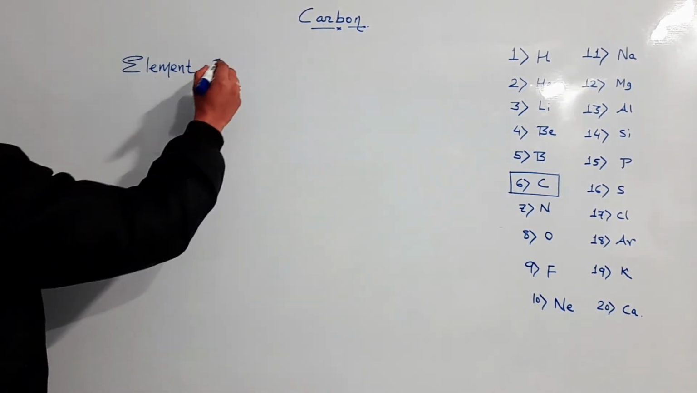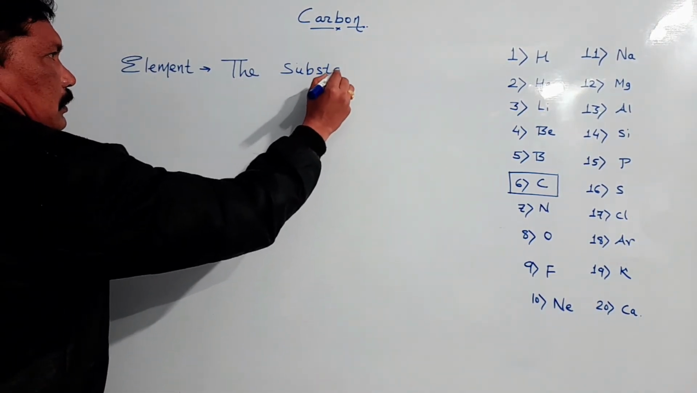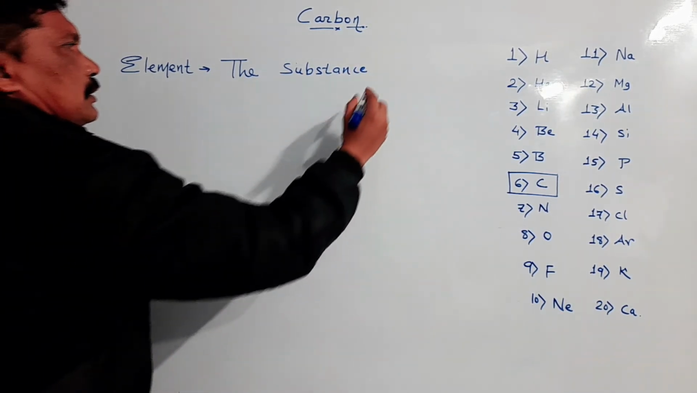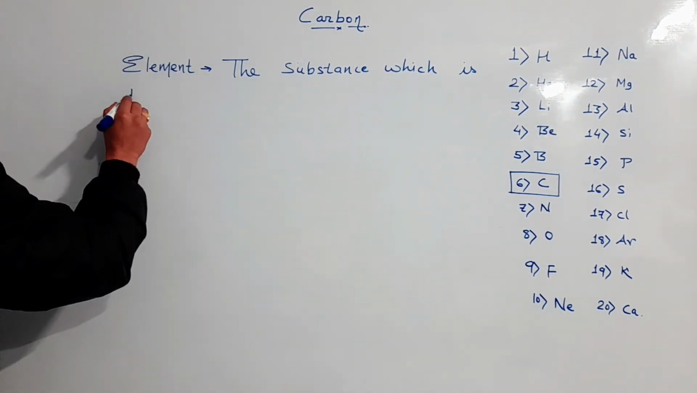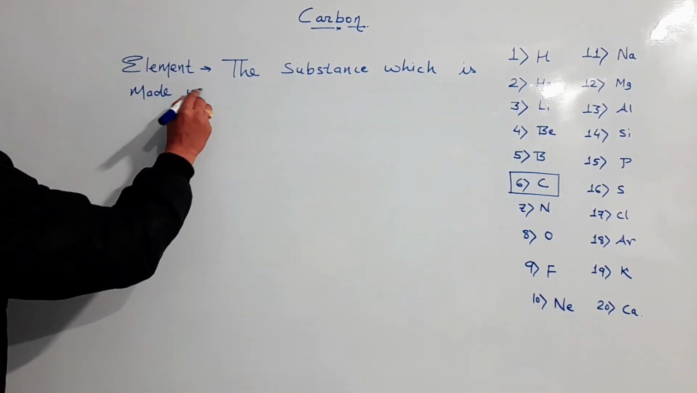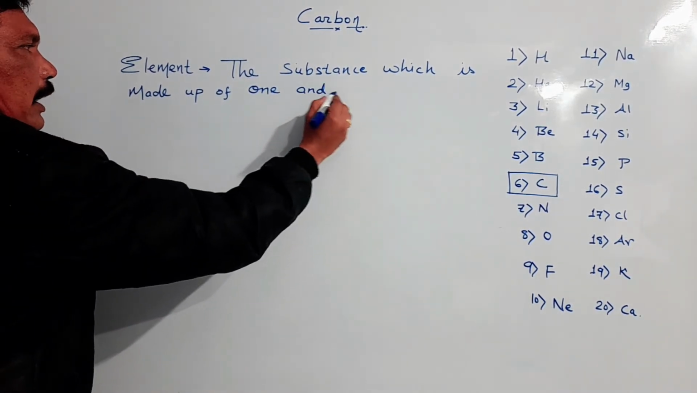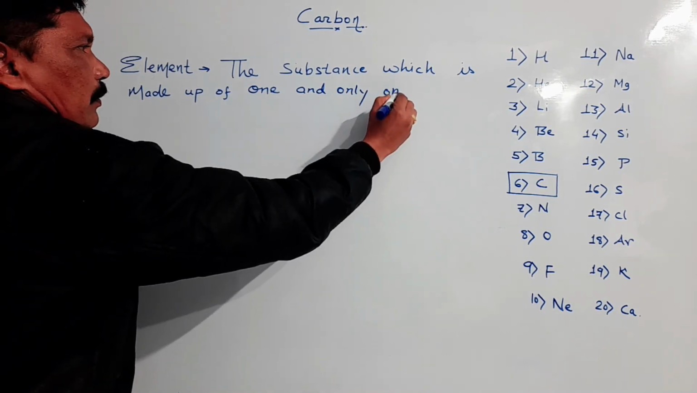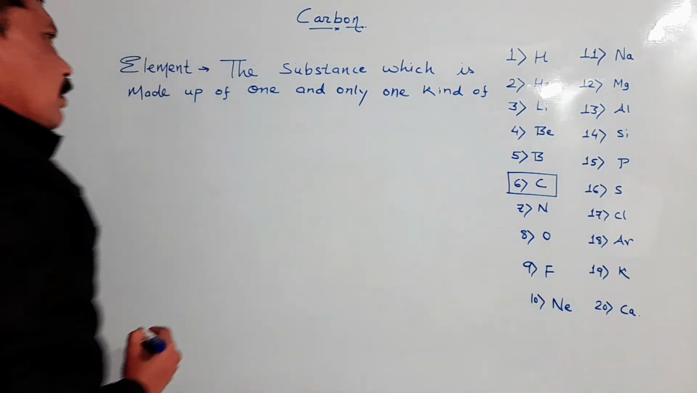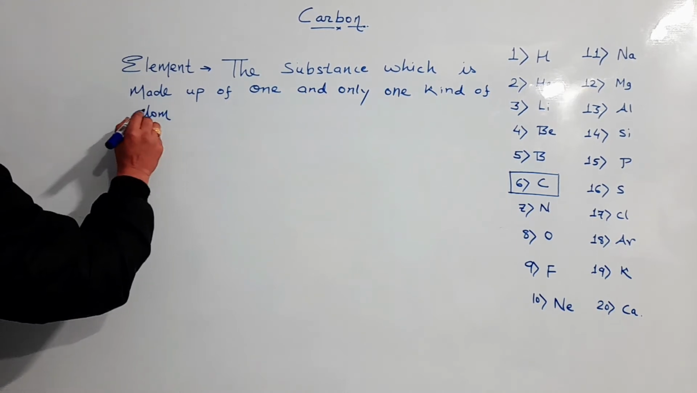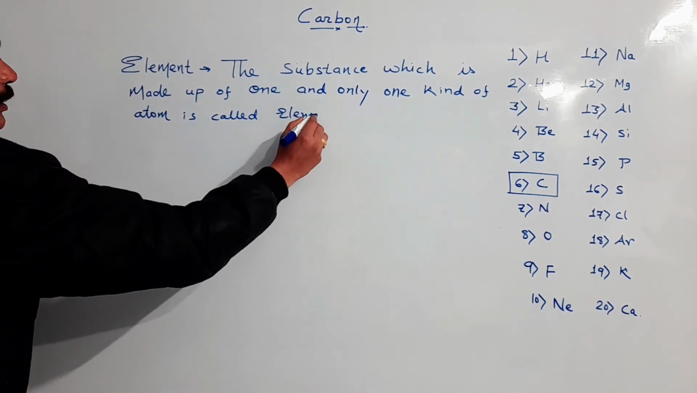What is element? The substance which is made up of one and only one kind of atom is called element.